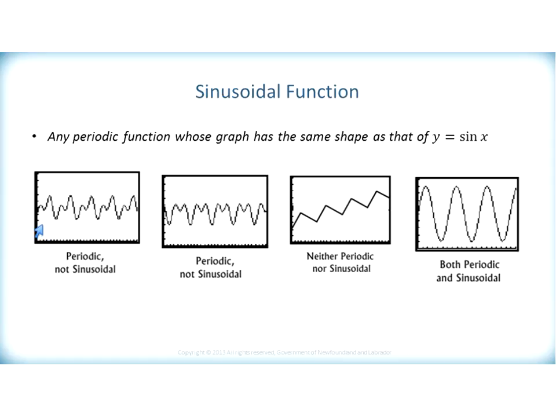This graph right here is periodic because it repeats over intervals. It has the same cycle. Yet it's not sinusoidal. This graph is also periodic, but not sinusoidal, since it doesn't have the same shape as y equals sine x. This graph right here is not periodic, nor is it sinusoidal. It doesn't repeat in cycles. It does go up and down, but it doesn't go between the same interval. And this graph right here is a sinusoidal graph, the waves, and it is periodic, of course.